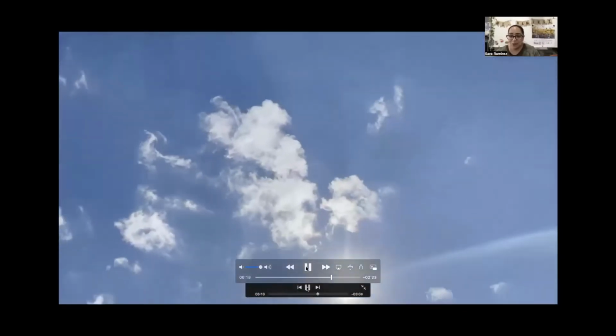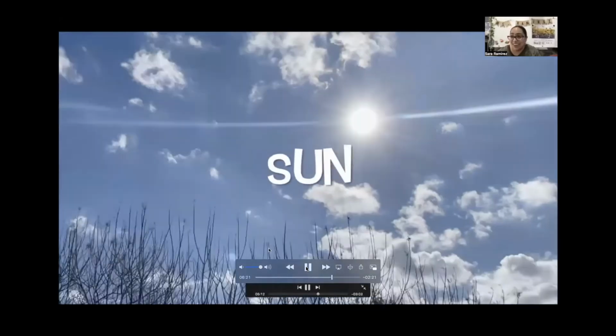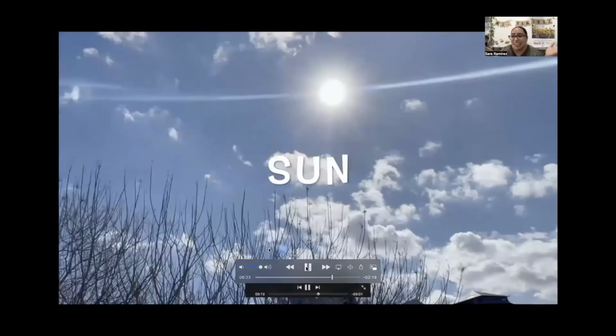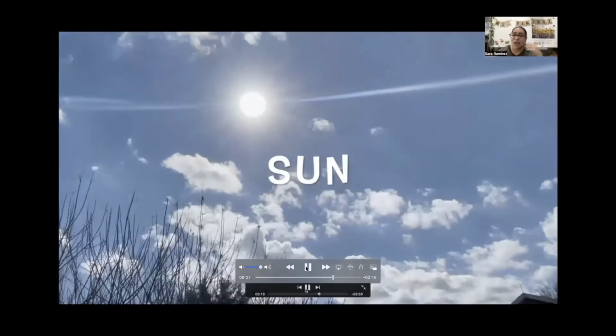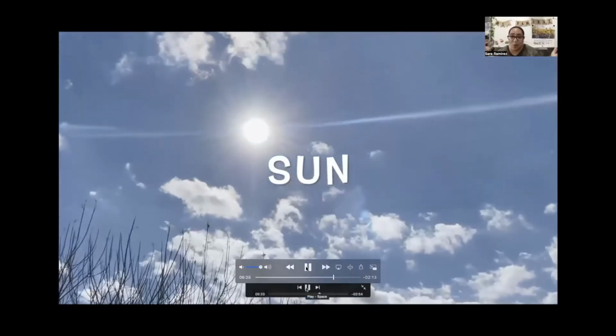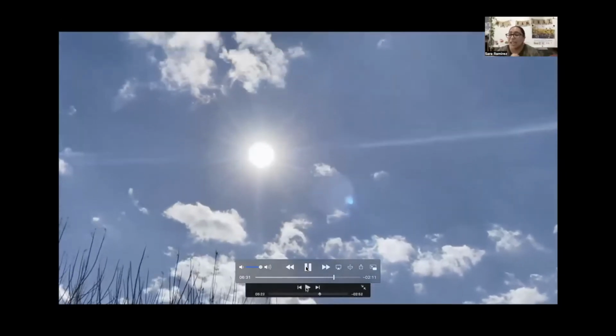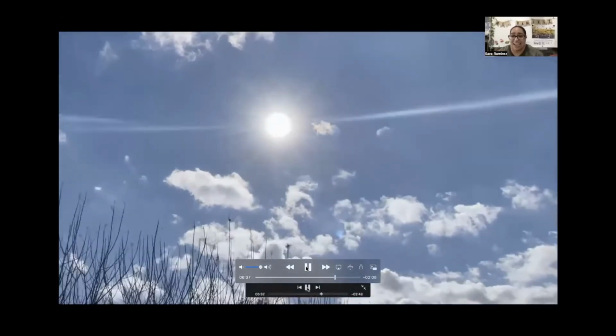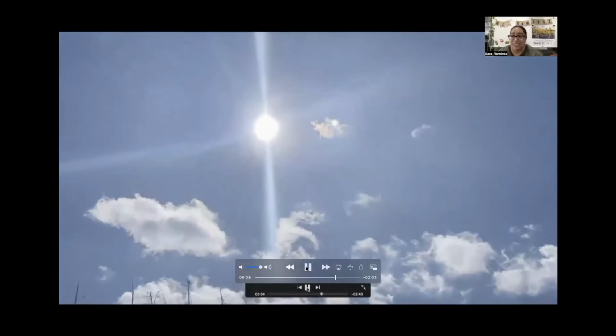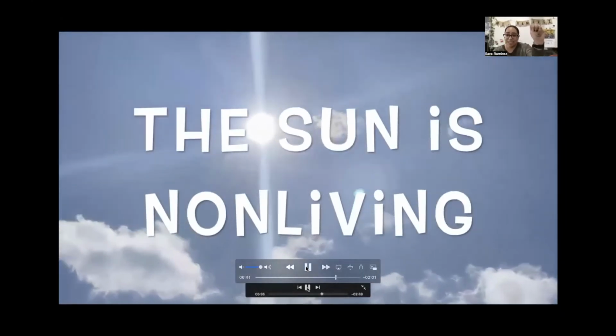Well, here's another fun one. The sun. We see the sun almost every day. It's so pretty and bright. Do you guys think the sun is living or non-living? So go ahead and show your teacher with your hand. And we know that the sun is a non-living thing. So you should have your hand like this.